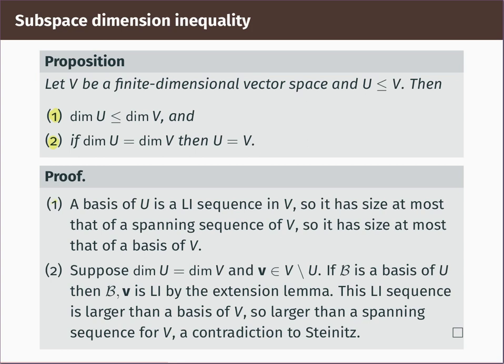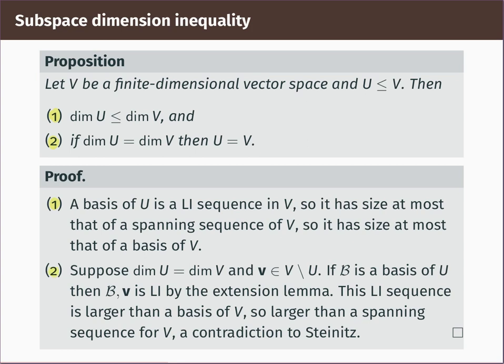We've got enough technology now that the proofs are quite short. Let's begin with number 1. So we take a basis for our subspace U. If we think about that as a sequence of vectors in V, then it's still linearly independent. So by the Steinitz exchange lemma, it has a size at most the size of any spanning sequence of V. A basis of V is also a spanning sequence of V, so the size of this basis of U is at most the size of a basis of V. The size of a basis is the dimension, so that's the inequality we want.